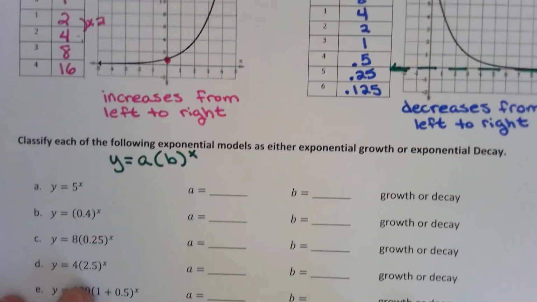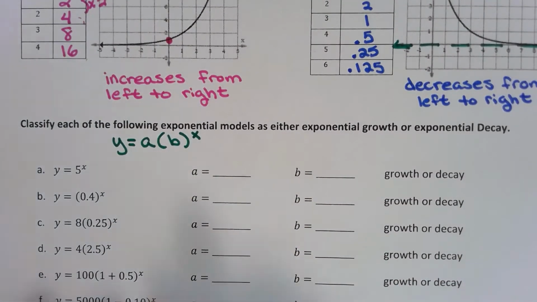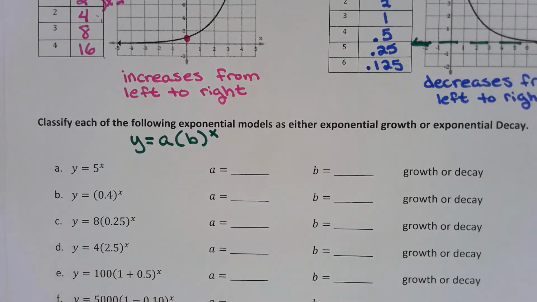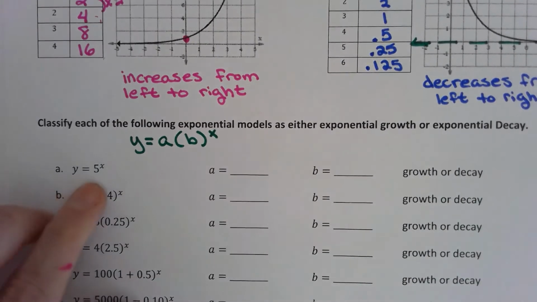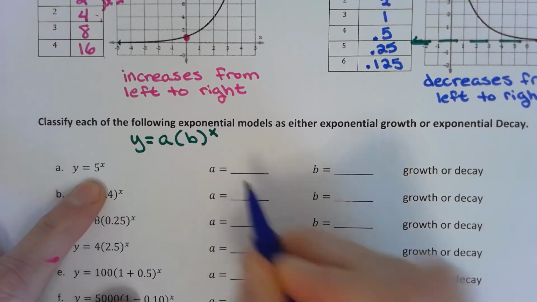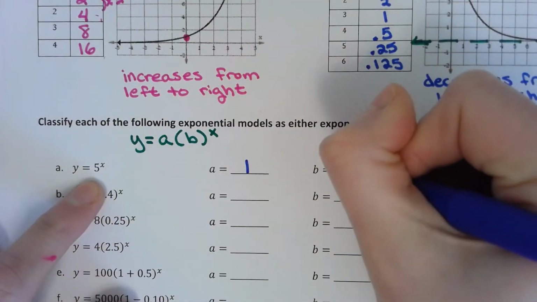Okay, so now let's get some practice actually answering some of those questions. Now remember, this is the general form of what an exponential function should look like. Now if I look at answer A, a lot of people are very tempted to put 5 for the A value right there, but it's not. The A value is actually 1 in this case, and the B value is 5.